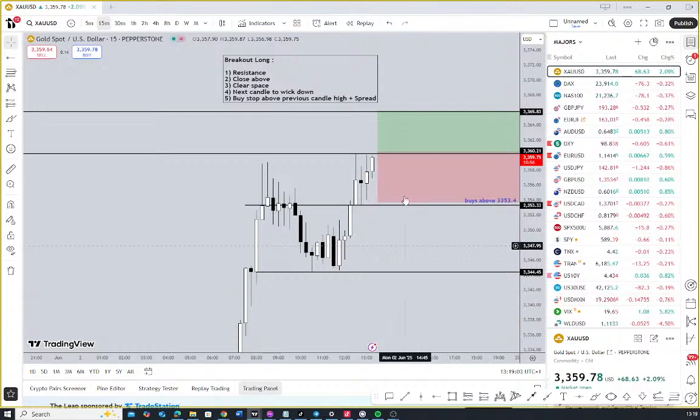We're just watching gold now. We've got a pending order in just above the high of this candle here.